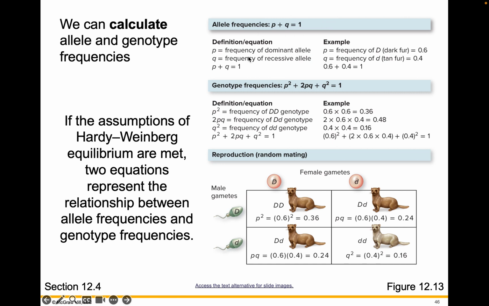P is the frequency of the dominant allele. So in our ferret example, that would be the frequency of the uppercase D allele, which you can look at that picture and calculate, but it's 60% or 0.6. Q is the frequency of the recessive allele, or in this example, the lowercase d, for lighter colored fur, and that's 40% or 0.4. P plus Q have to equal 1. 0.6 plus 0.4 equals 1. So it all checks out.